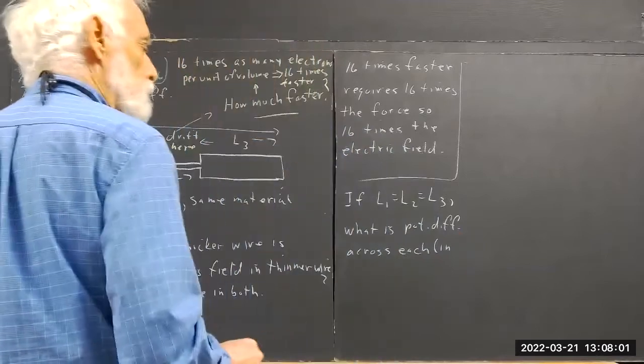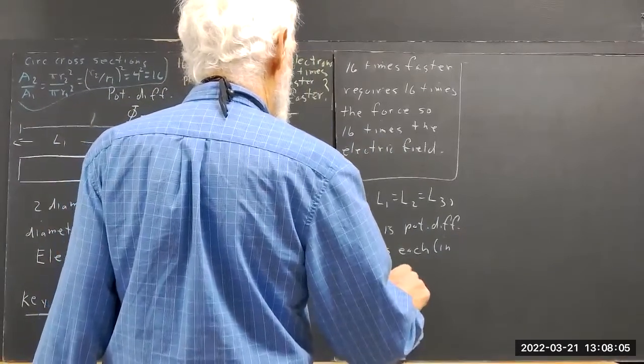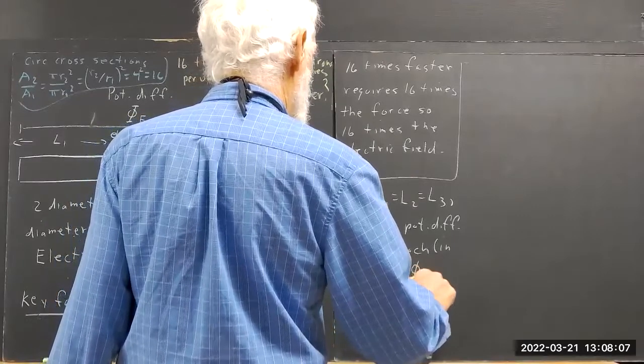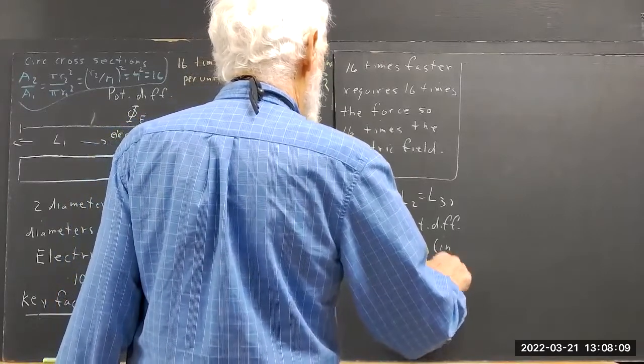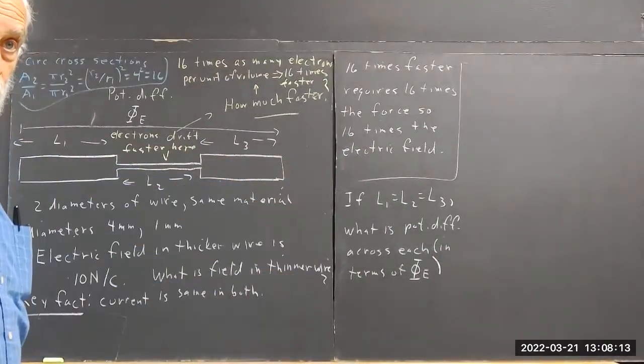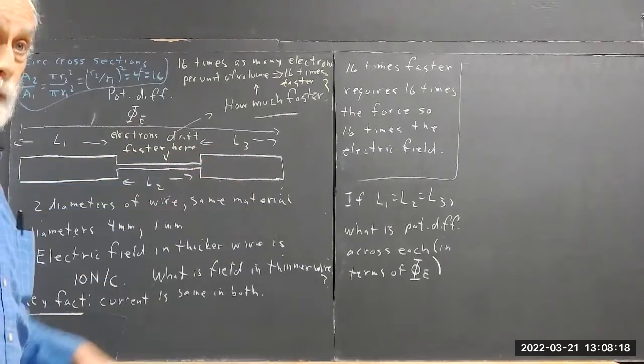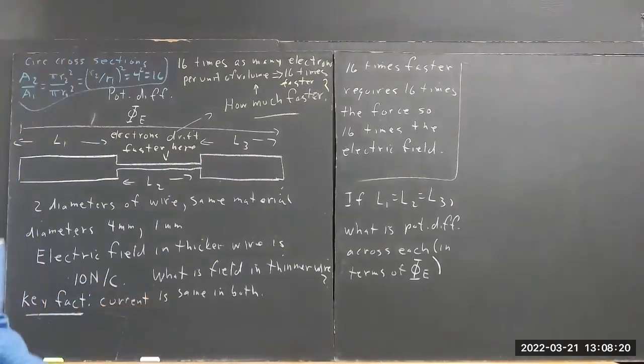What's the potential difference across each in terms of phi sub e, which is the total potential difference here? In other words, how is the potential difference split up between here, here, and here? Or not?